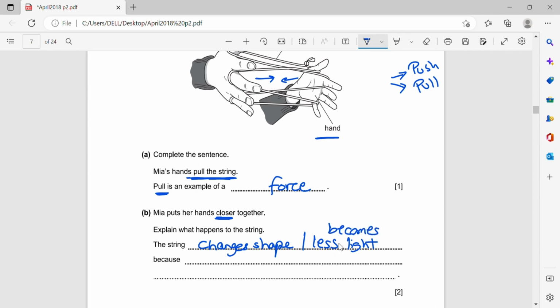Because the force became less. Okay, both answers are correct. So why did you write this? The string changed shape or becomes less tight because of what? Because of what happened to the force that you used? Because less force is applied. Okay, so there is less pull force. If you write less force or less pull force, both are correct. We end this question out of 2 marks, 1 mark here and 1 mark here.